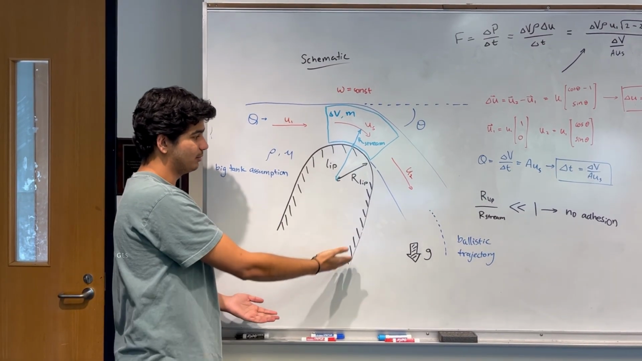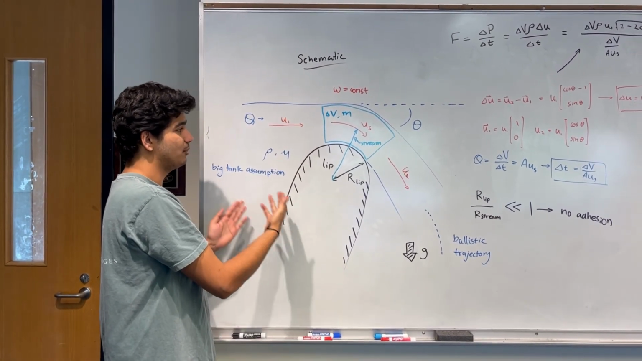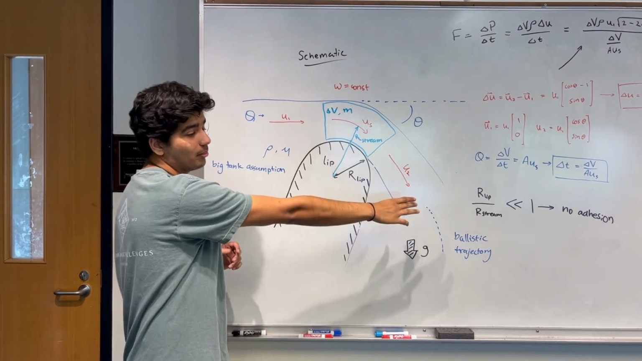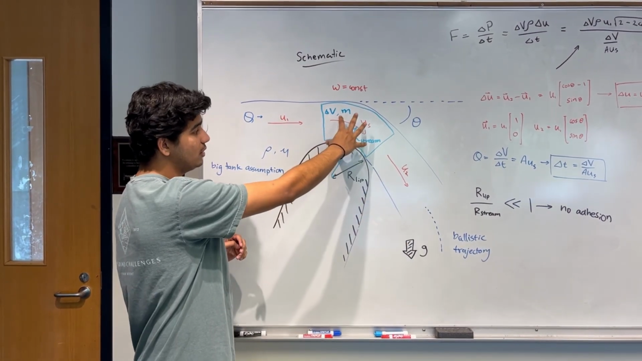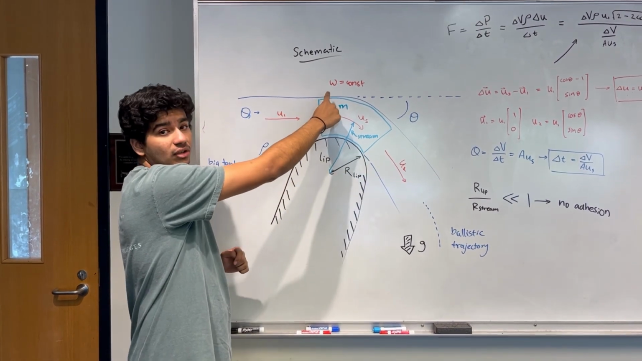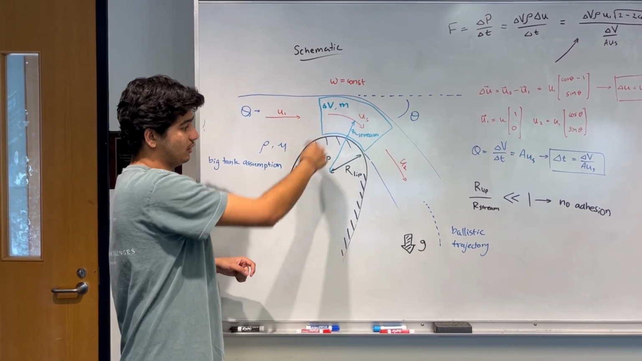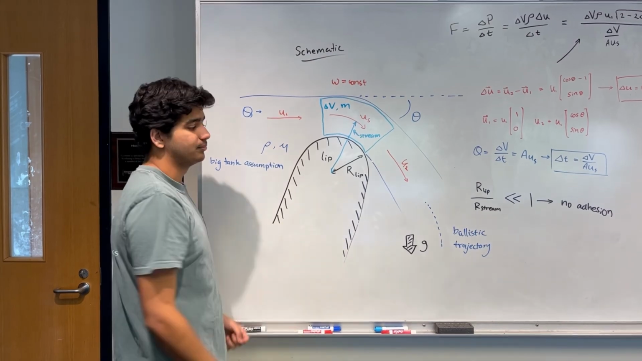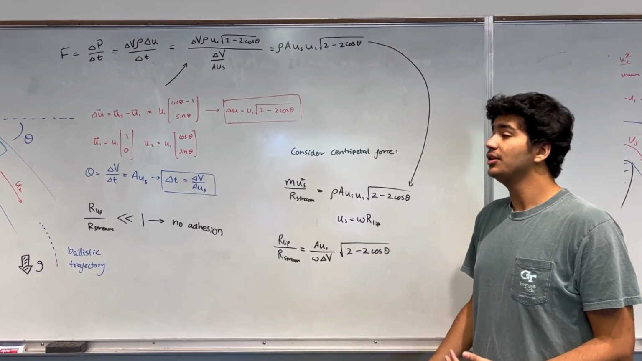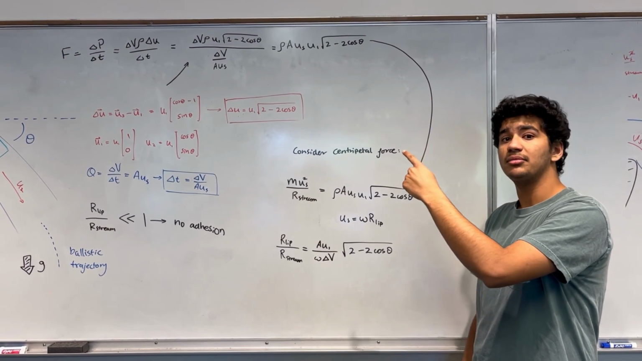Over here you have the lip of the container, and then if you have a big tank assumption, that means you can model the flow as a jet which goes across the top and out of the container. Over here at the lip, the flow would speed up because you would have a constant angular velocity regardless of your radius of curvature at the lip. So since the fluid is being deflected, that means there's a force acting on it, and you can solve for that force using change in momentum and change in time.